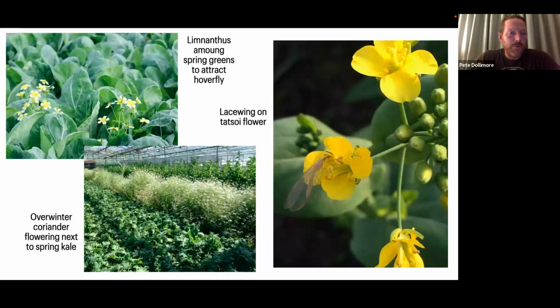Looking still at diversity, we've got some limnanthus, poached egg plant, in amongst spring greens. They get sown at the same time in the autumn, planted with the spring greens, maybe one to every 50 spring greens, and then they flower just when the cabbage aphid is starting to sniff around, and they attract hoverfly in, and hoverfly are a great ally of particularly cabbages. Lacewing, really early flowering of tatsoi, and the lacewings are out feeding on that nectar, getting ready to lay their eggs amongst the aphid colonies.